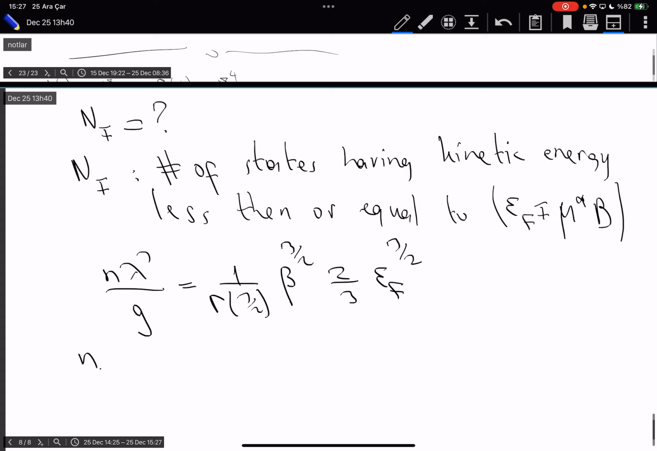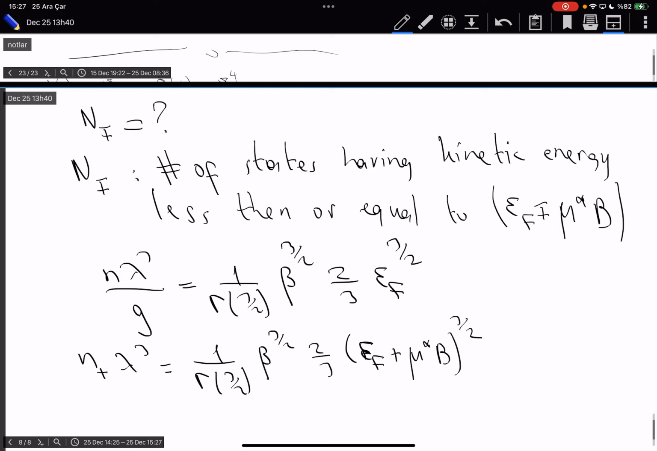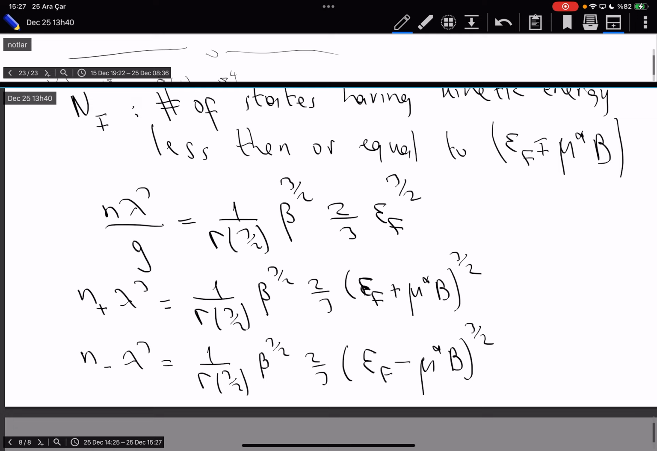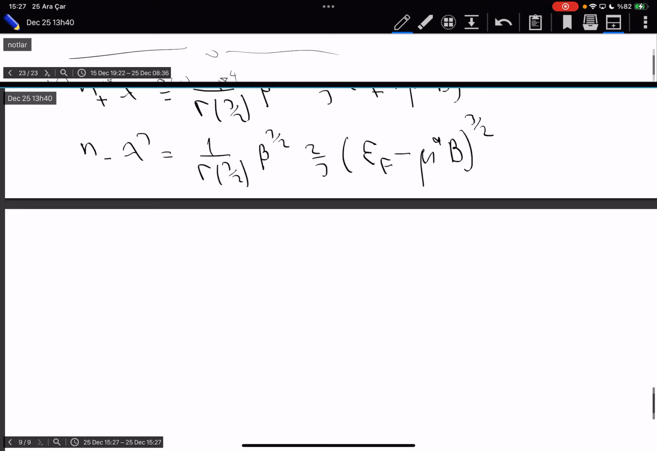So n plus lambda cubed should be equal to 1 over gamma 3 over 2, beta to the 3 over 2, 2/3 epsilon Fermi plus mu star b to the power 3 over 2. This gives me the number of particles which are spin up. And n minus lambda cubed is 1 over gamma 3 over 2, beta to the power 3 over 2, 2/3 epsilon Fermi minus mu star b to the power 3 over 2. So I know how many spin-up particles and spin-down particles I have, and then I know the magnetization. This is the magnetization of my system.